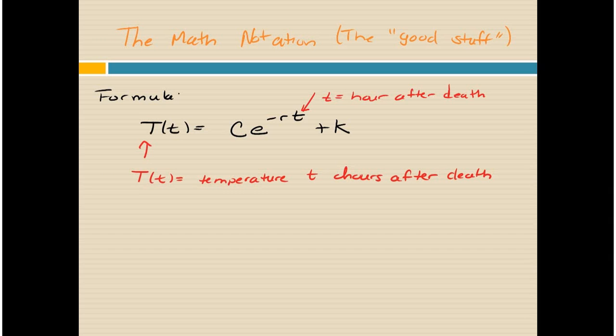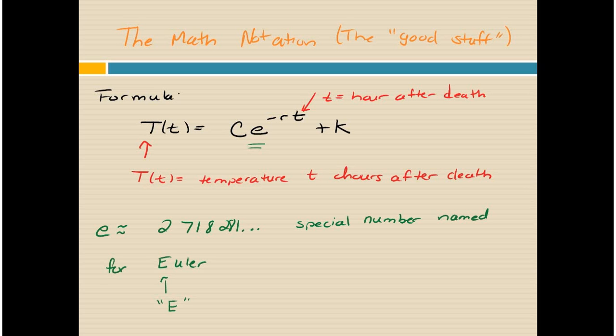The little t represents the hour after death, and the capital T represents the temperature t hours after death. e is a number. It should be 2.718281. It's a special number, and it's named for a mathematician named Euler. The e in Euler was where the little e came from.